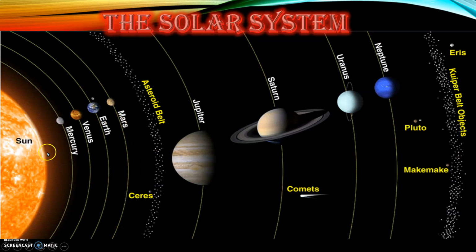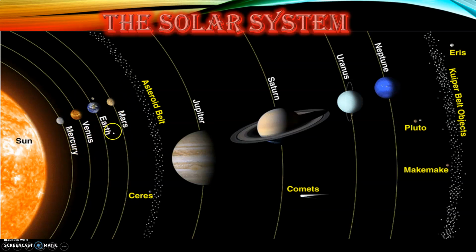See the order. First from the sun, the first planet is Mercury, Venus, Earth, Mars, Jupiter, Saturn, Uranus, Neptune. These are 8 planets, and among these 8 planets, Jupiter is the biggest planet and Mercury is the smallest planet. Okay children, see here. Near to the sun, these 4 planets are near to the sun. That's why these 4 planets are called inner planets. What are those?